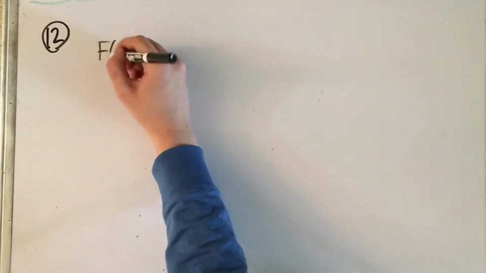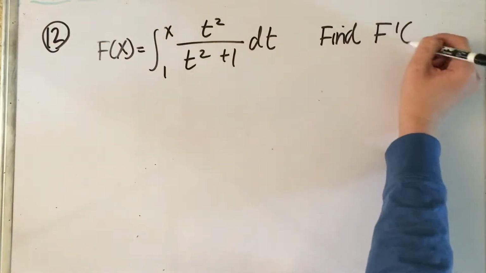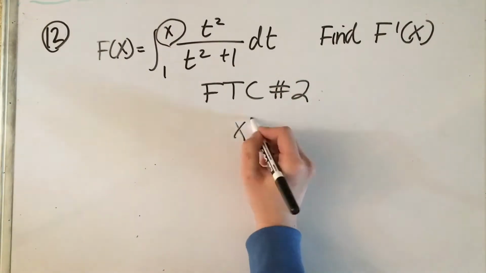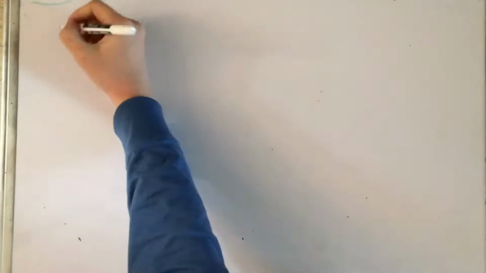Let's take example 12. We are given f of x equals the integral from 1 to x of t squared over t squared plus 1 dt, and we must find the derivative of f of x. Well, we can use the fundamental theorem of calculus number 2 and substitute x for t, and we're done.